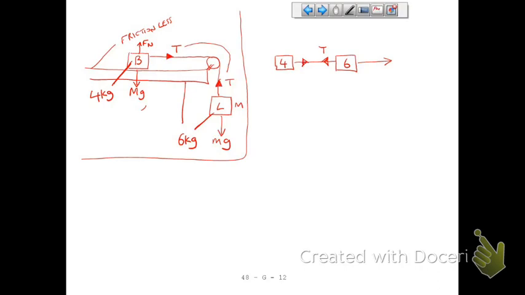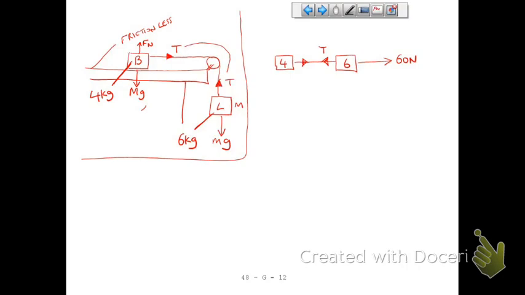I don't care about the normal force and the weight of the block because they're at 90 degrees to my motion. So I don't care about that, not for the minute anyway. And I know that this is going to be 60 newtons because, you know, mg. Cool.